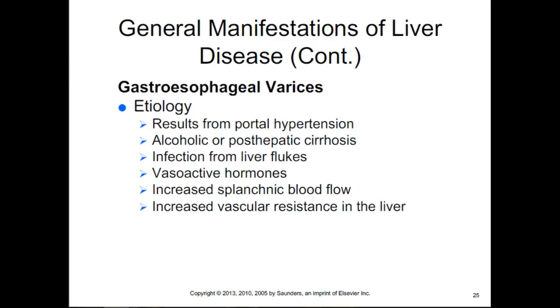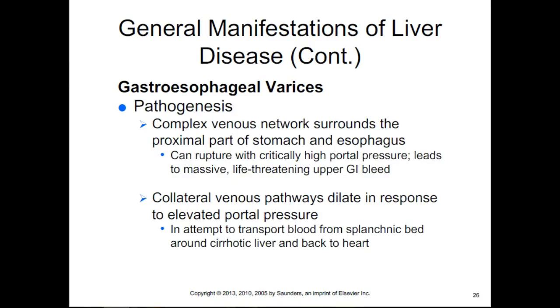Right, so gastroesophageal varices usually result from portal hypertension, very commonly in alcoholic or post-hepatic cirrhosis, or it could be from infection with liver flukes, which is not common in this country, but it is common in other countries, usually third world countries. Vasoactive hormones, and then increased splenic blood flow and increased vascular resistance in the liver, all of those can cause gastroesophageal varices.